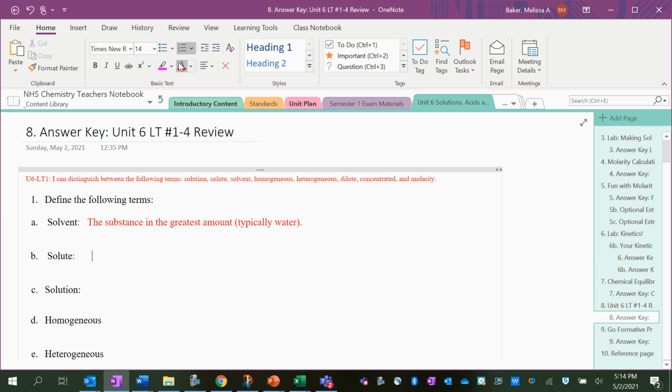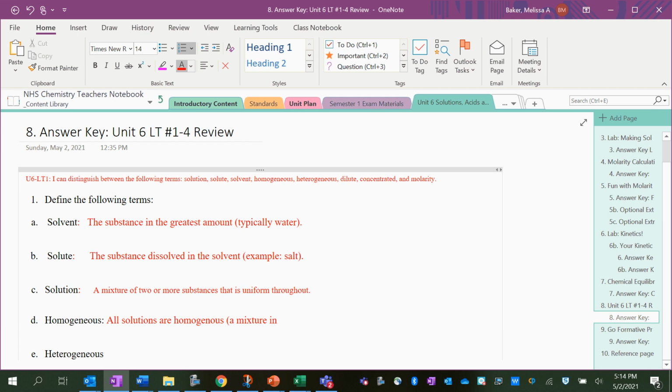versus the solute is the substance dissolved in the solvent. Example, salt. A solution is a mixture of two or more substances that is uniform throughout. So by definition, all solutions are homogeneous.